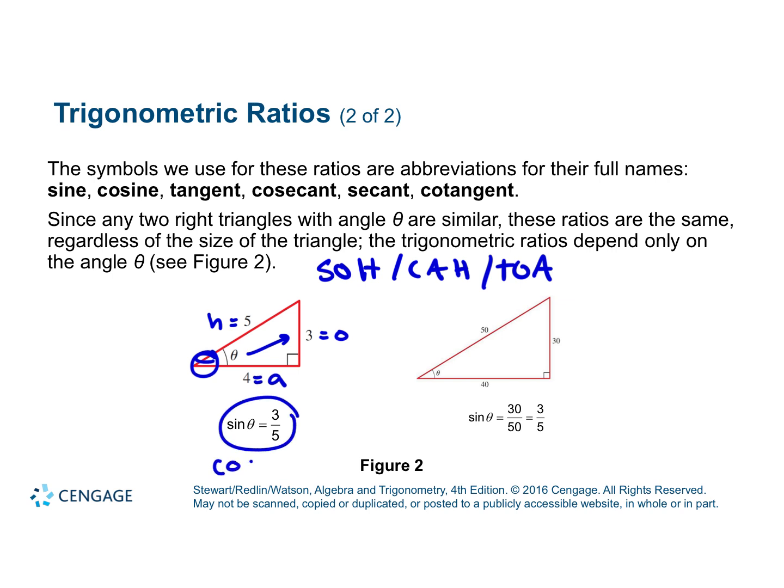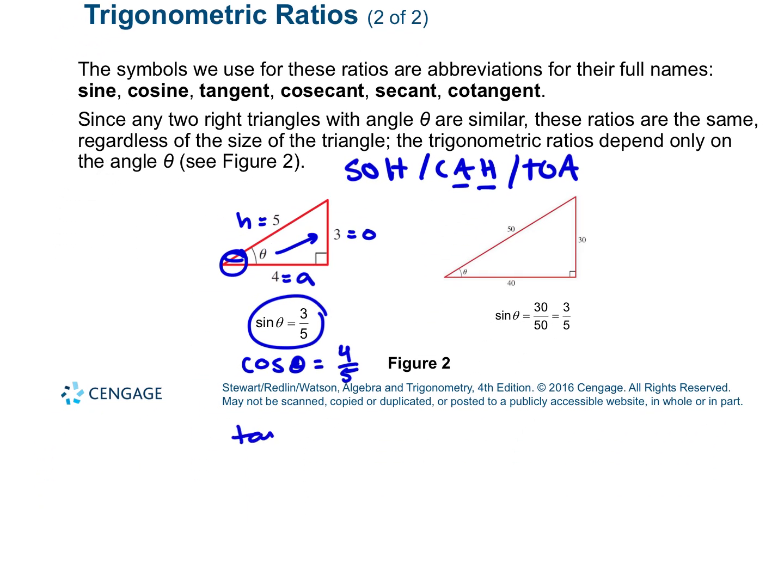What would cosine be? Cosine's adjacent over hypotenuse, so that would be 4 over 5. Perfect. And then tangent is opposite over adjacent. What would our opposite over adjacent be? 3 over 4. Perfect. So we're going to be doing more examples of this on the next page.